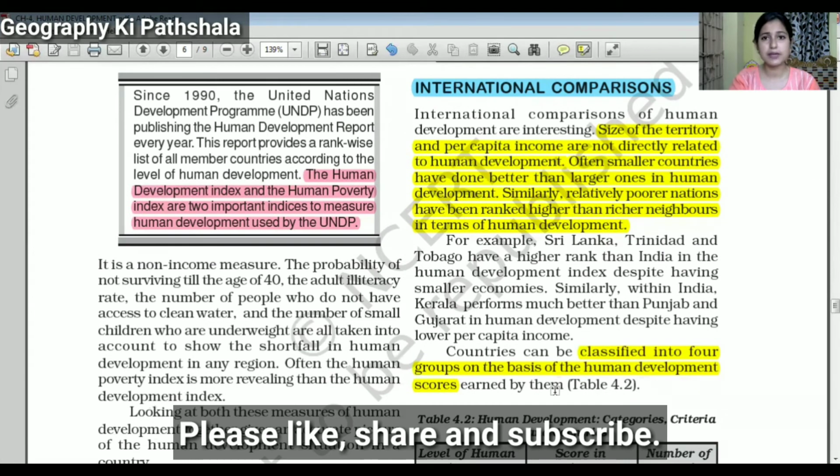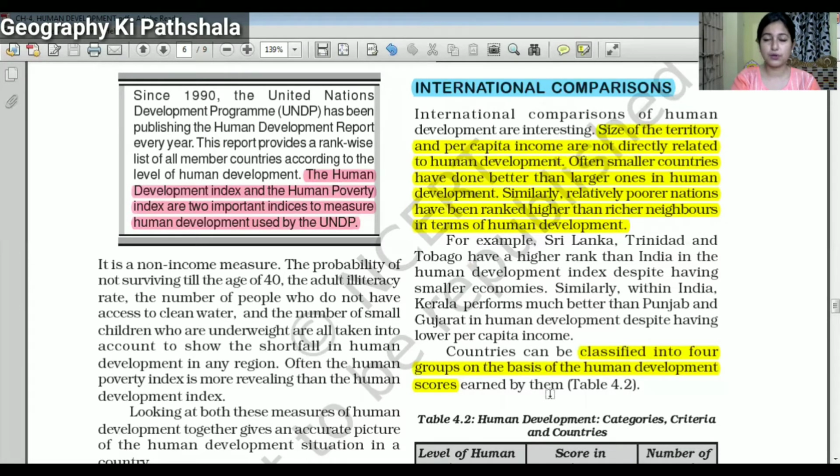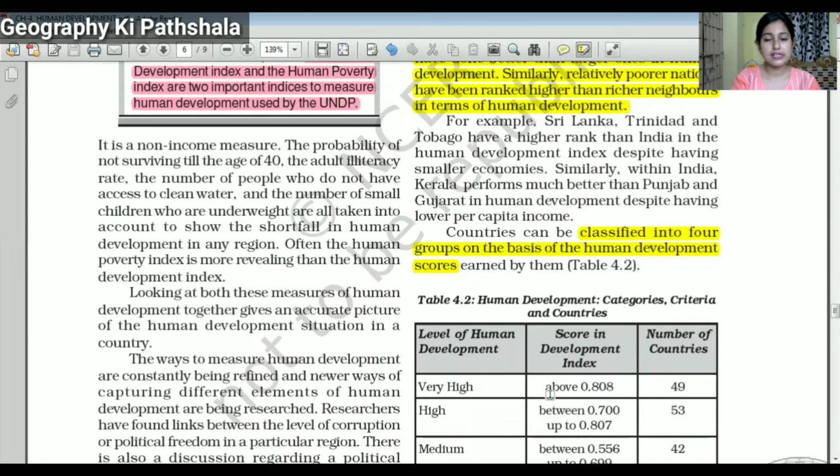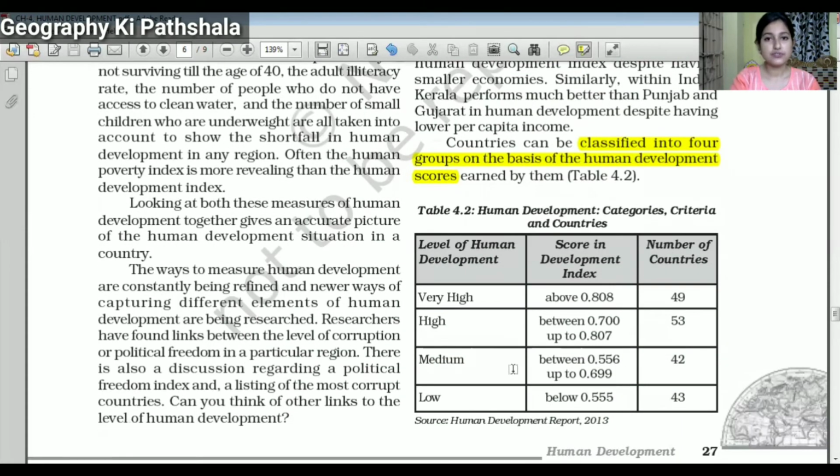On the basis of HDI value, or HDI score, the countries all over the world are segregated into 4 different categories. Let's see what they are. The first category is with a very high level of human development, and the score mentioned here should be above 0.808, and the number of countries falling under it is 49.